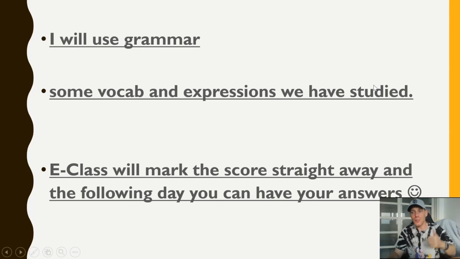Now remember, I do use some grammar from the textbook that we've looked at. We looked at some grammar very quickly, some a bit more, but I'll use it just generally, nothing too complicated, but only things we studied in class. I'll use some vocabulary and expressions that we studied, and E-class will mark the score straight away. But because you're doing a short written part, I will give you the scores the next day, only because it'll take me time to mark 30 students.